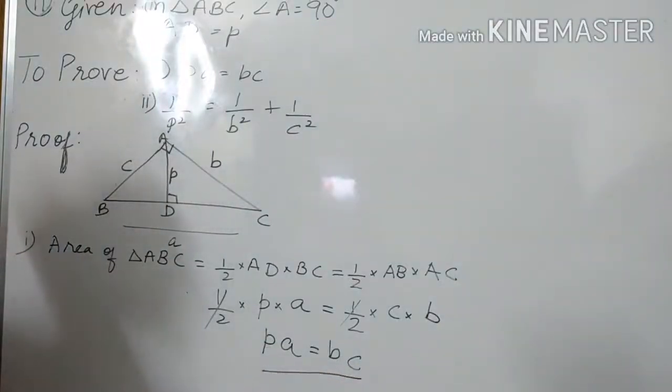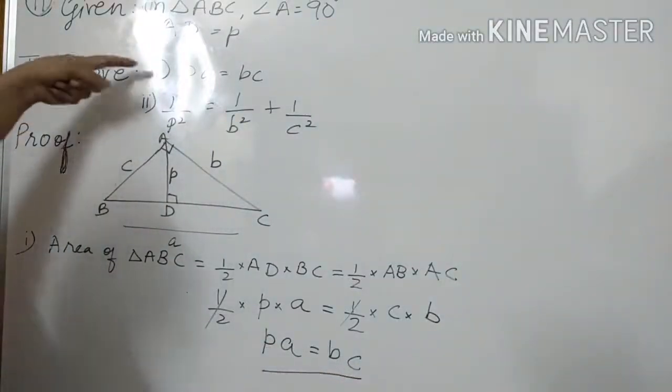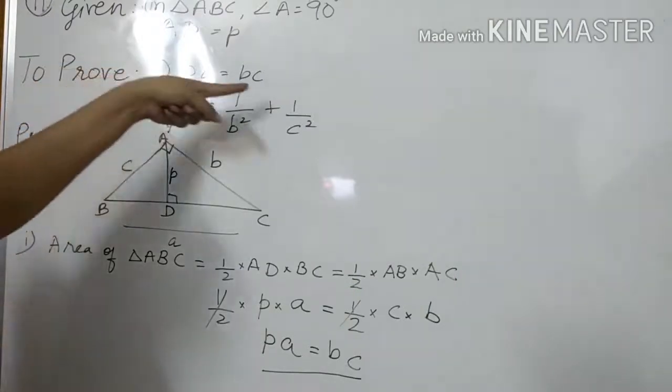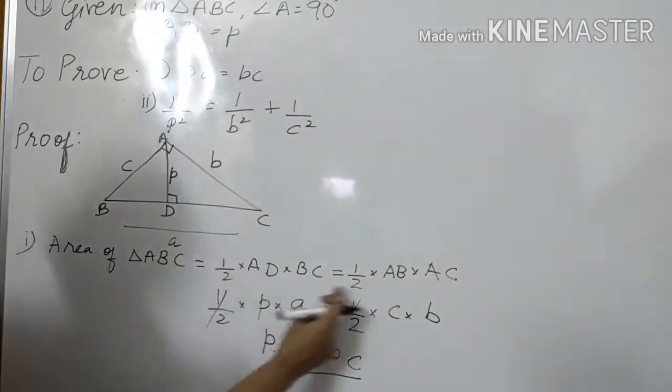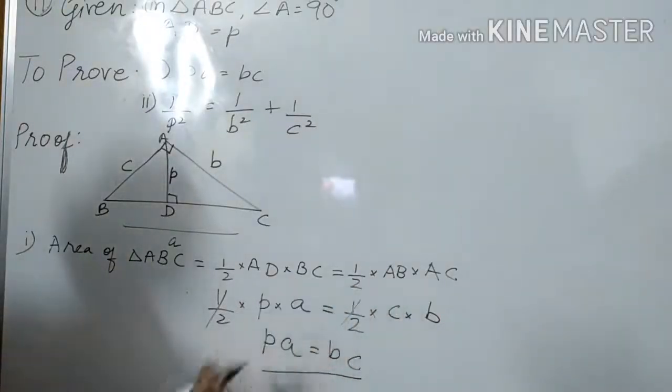So here I completed the first part. What they asked to prove in first part, PA is equal to BC. Deduce. Deduce means it is same. Here you have to understand that why we are writing these two things, because here angle A is also given 90 degree. Keep in your mind.